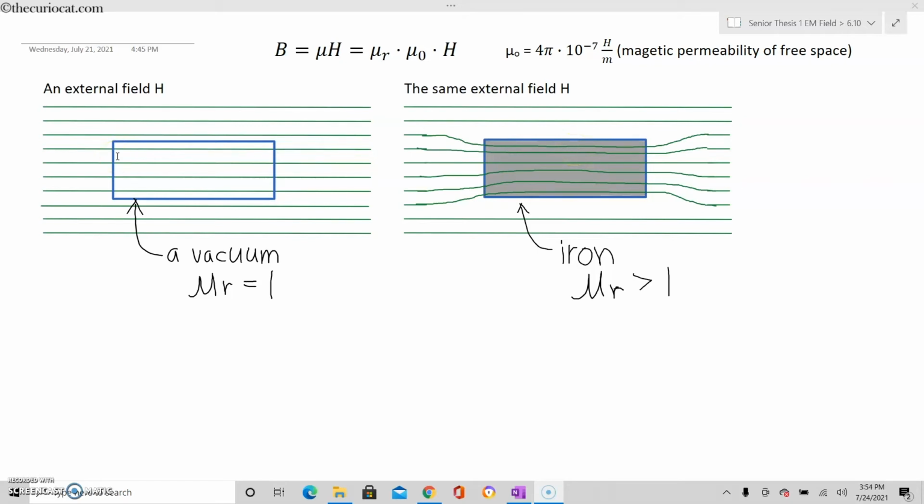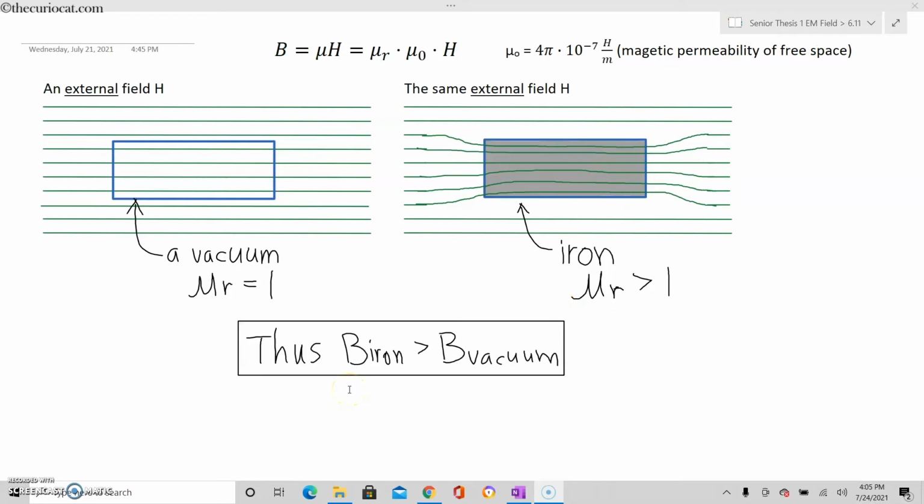As a consequence, on the left side, you have 1, 2, 3, 4 field lines going through the vacuum, while on the right side, you have 1, 2, 3, 4, 5, 6 field lines going through the piece of iron. Because the vacuum does not have a preference for soaking up the magnetic field lines, we say that its relative magnetic permeability is 1. But because the iron has the effect of soaking up the magnetic field lines, we say that its relative magnetic permeability is greater than 1. Thus, the magnetic flux density in the iron is greater than the magnetic flux density in the vacuum.